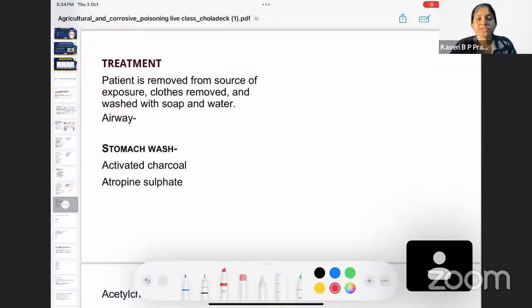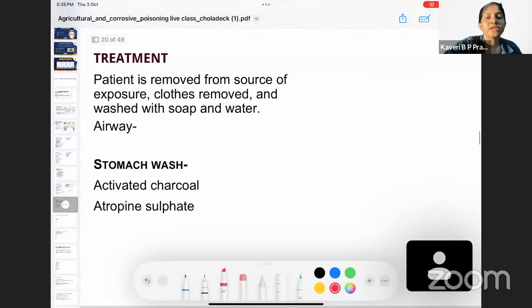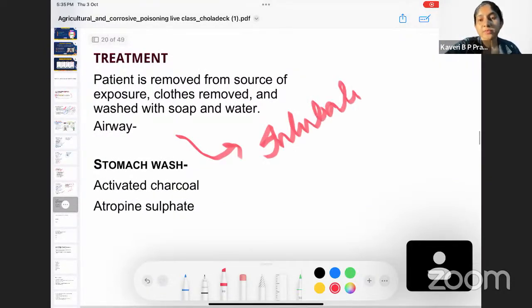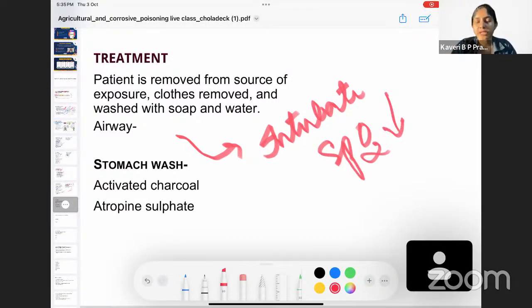Coming to treatment, first you have to remove him from the exposure. You have to remove all the clothes. You have to wash him properly with soap and water. Now coming to airway, you need to intubate the person, because there's going to be a lot of bronchoconstriction and the SpO2 would have reduced significantly. So you have to intubate the person so that his oxygen status will improve.